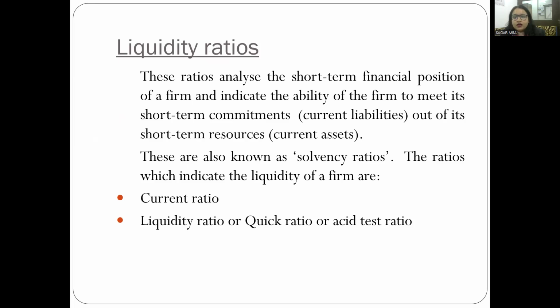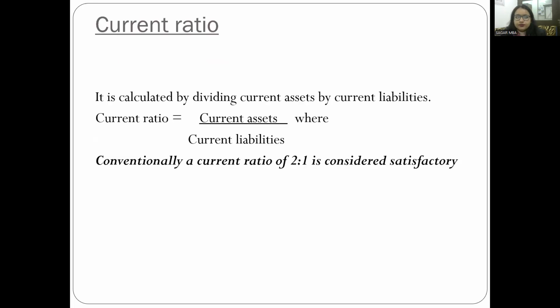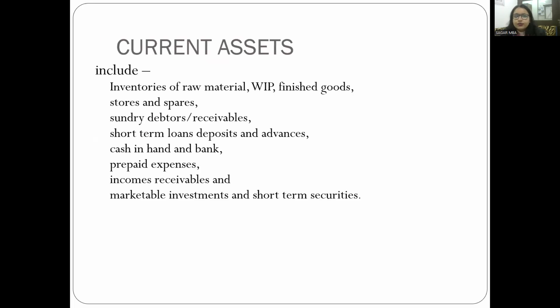The ratios include the current ratio and the liquidity ratios such as the quick assets ratio or acid test ratio. The formula for the current ratio is current assets upon current liabilities. Ideally, the current ratio is 2:1. The current assets are inventory of raw material, WIP (work in process), finished goods, stores and spares, sundry debtors, receivables, short-term loans, deposits and advances, cash in hand, cash at bank, prepaid expenses, bills receivable, and marketable investments and short-term securities.